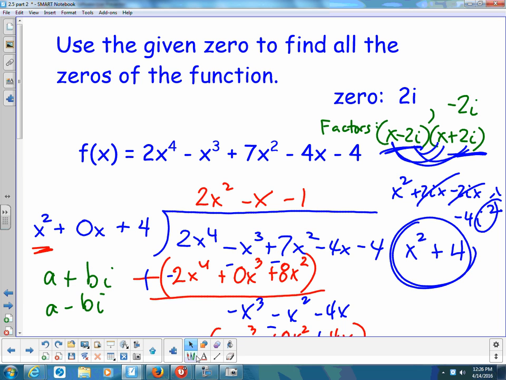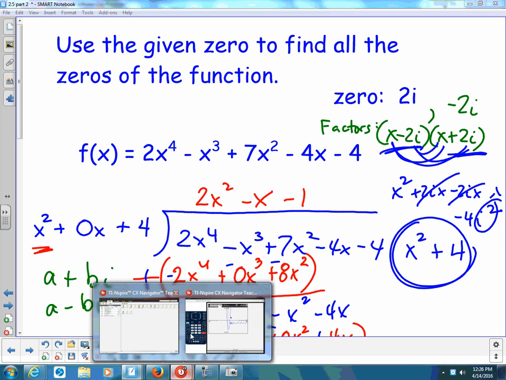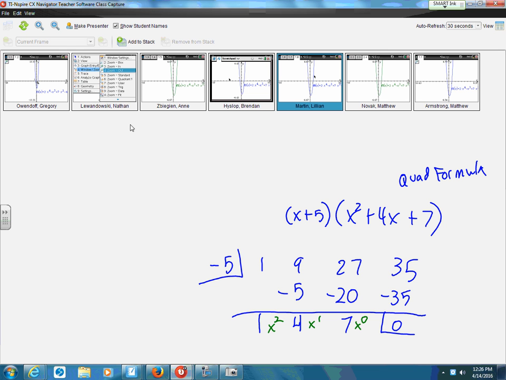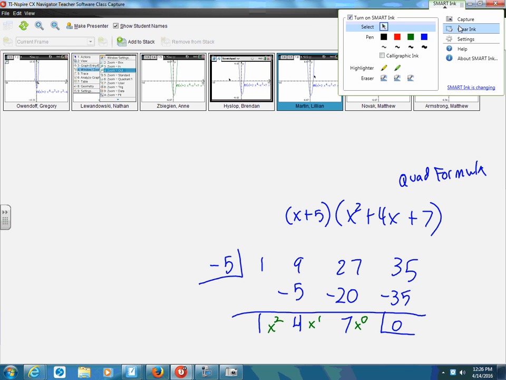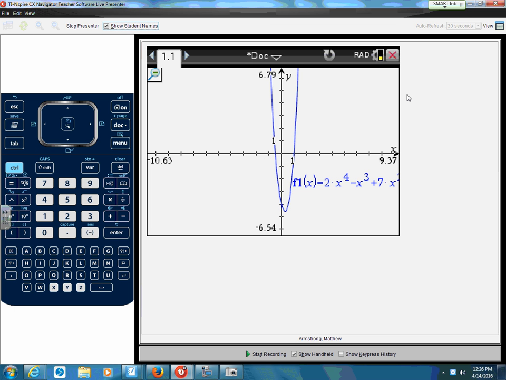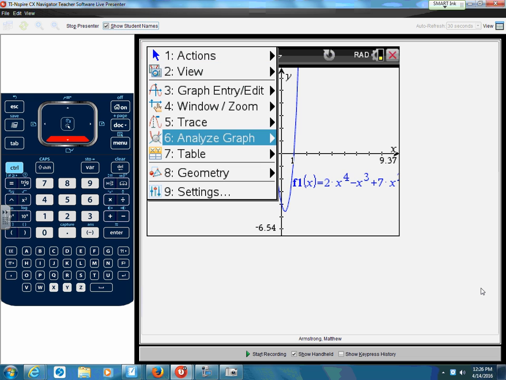Did you graph it? Let's see. Matthew Armstrong. All right, so looks like you got a 0 at 1 and maybe 1 at -1/2. Can you confirm that by doing menu, analyze, 0?